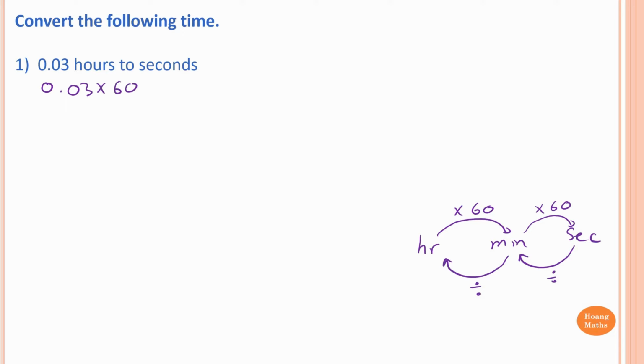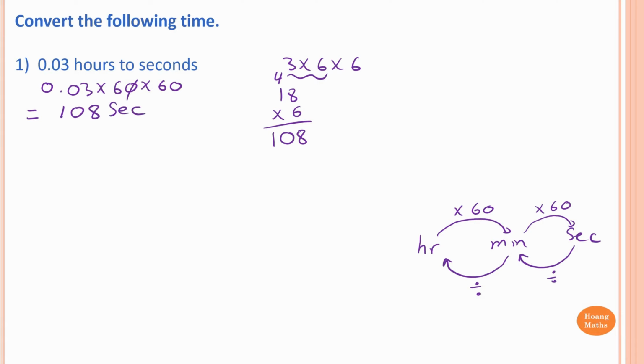0.03 times 60 times 60. So we move this decimal point 1 unit to the right, I cancel this, and I move one more. So cancel this. So that is 3 times 6 times 6. 3 times 6 is 18, and 18 times 6: 6 times 8 is 48, we write 8 down, carry a 4. 6 times 1 is 6, add 4 is 10. So the answer is 108 seconds.